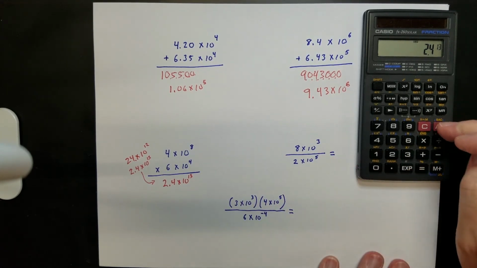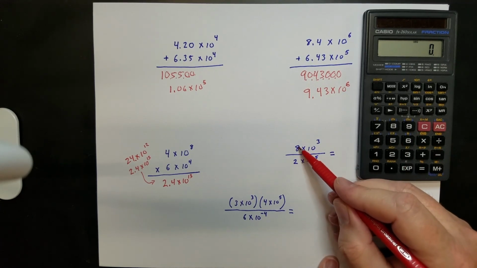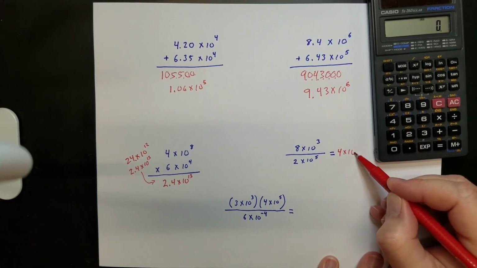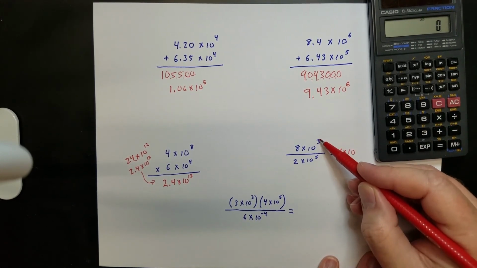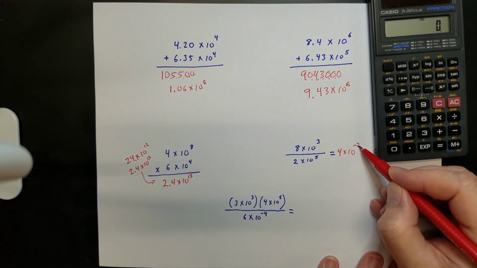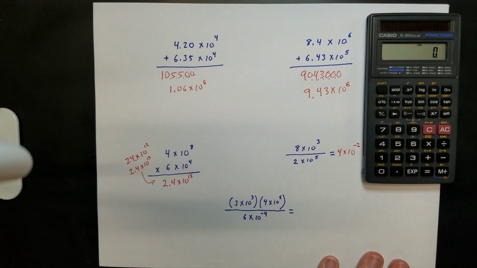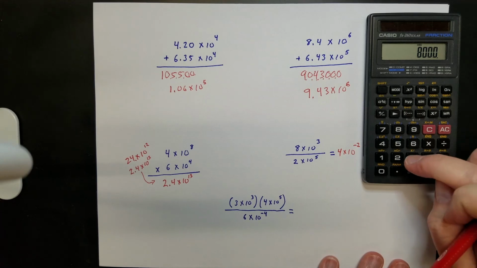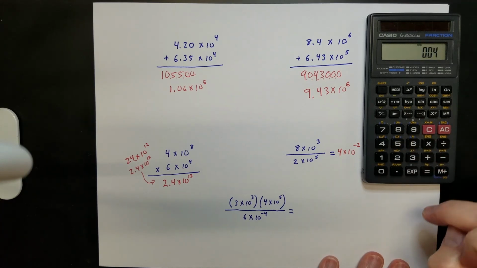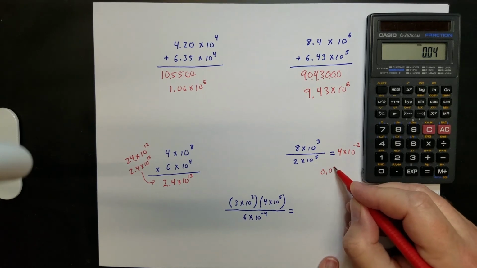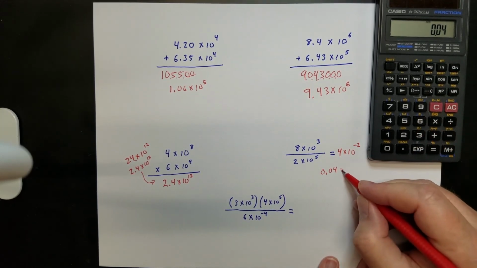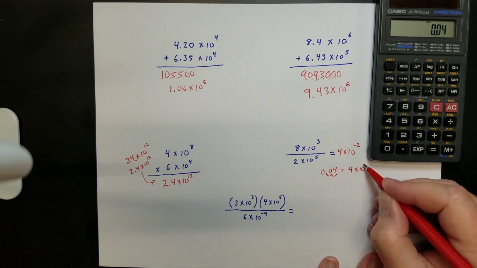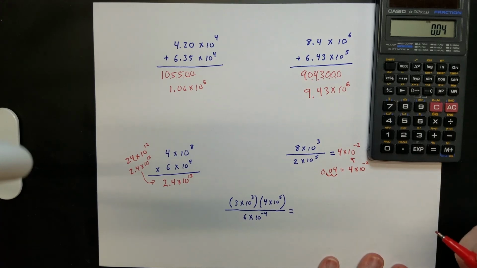This one, since we're doing division, we would actually divide these two numbers. So 8 divided by 2 is 4. And then times 10. And since we're dividing, we actually subtract these two numbers. So it would be 3 minus 5. So we get to the negative 2 power. Now if we do this on the calculator, we'll see what that looks like. 8 times 10 to the third divided by 2 times 10 to the fifth. And we get 0.04. But I want to put that in scientific notation. So I want to move the decimal point 2 times over that way. So it becomes 4 times 10 to the minus 2, which is again what we got there.